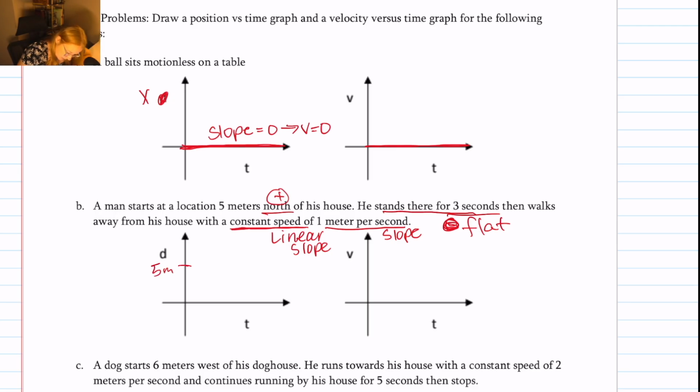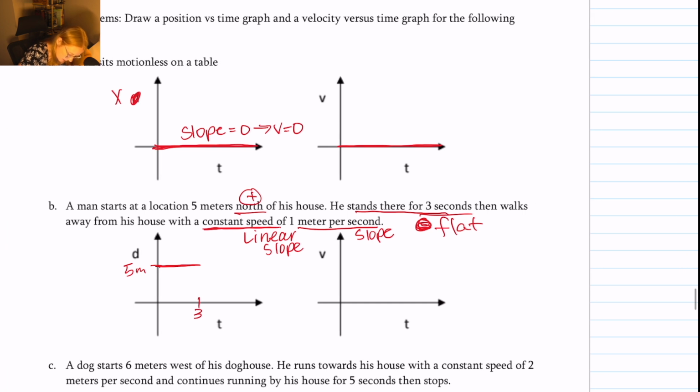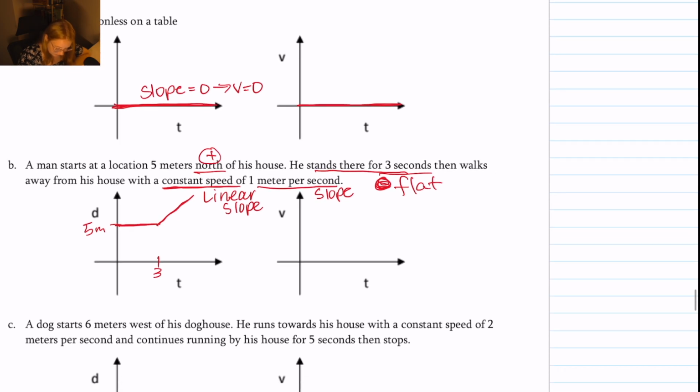He stands there for 3 seconds. So I'm just going to draw a flat line. Then he travels away from his house, so he should be going more north at a constant speed of 1 meter per second. Okay, so I'm going to draw a straight linear slope. And there's not very many numbers involved with this graph, so I don't know for sure if it represents 1 meter per second, but it is traveling the direction it should at a constant speed, which is the linear slope.